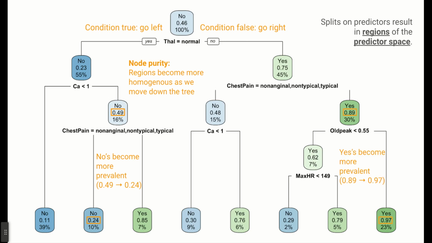As another example, for this split on the right, the original region had 89% of cases with heart disease, a clear majority, giving rise to the overall class prediction of yes, heart disease. After the split, the right region becomes even more uniform, with 97% of cases with heart disease. Again, this increasing homogeneity is the idea of increasing node purity, and it's a key idea underlying how these decision trees are constructed.